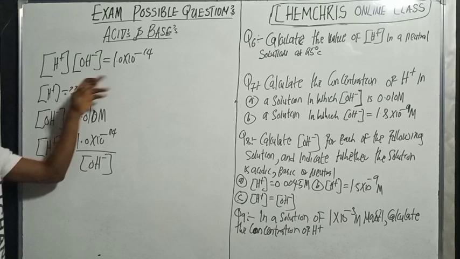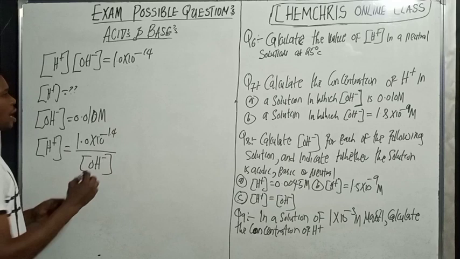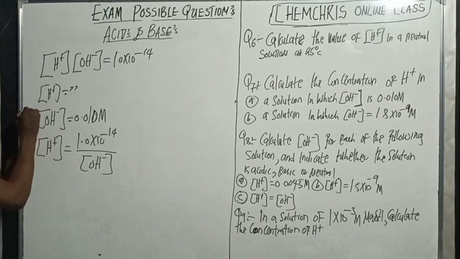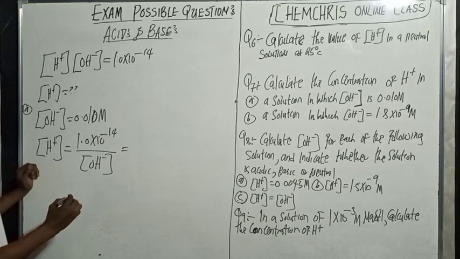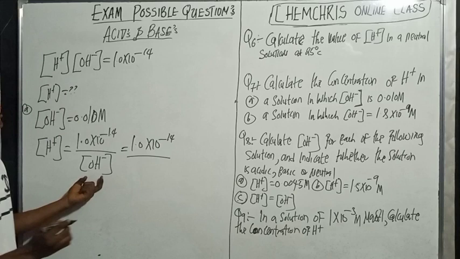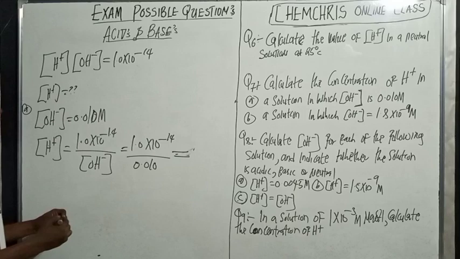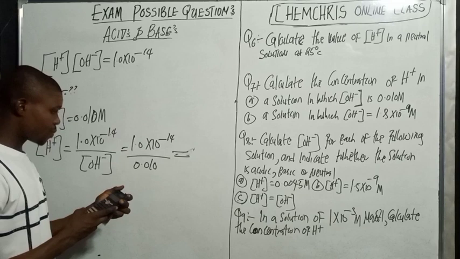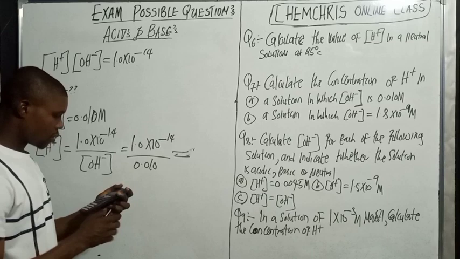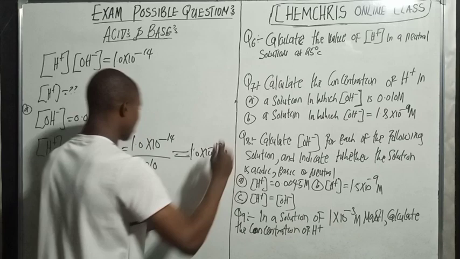So what are you going to do here? Now, here we have A and B. In the first one, A, OH minus is 0.010. So it's going to be 1.0 exponential minus 14 over 0.010. Yes, that is the answer. Let's use our calculator to punch the answer: 1.0 exponential minus 14 divided by 0.010. So that'll be 1.0 exponential minus 12 molarity. That is it. Do you understand?